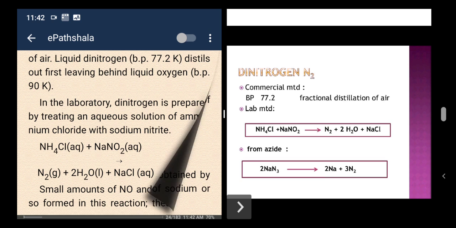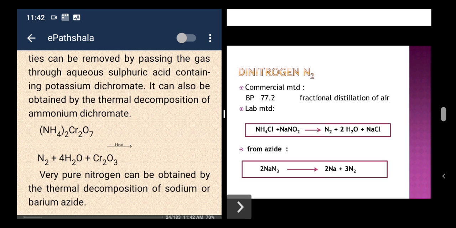It also can be prepared by thermal decomposition of ammonium dichromate, that is (NH4)2Cr2O7. When it is heated, it gives dinitrogen, water and chromium oxide. So these are the important things.